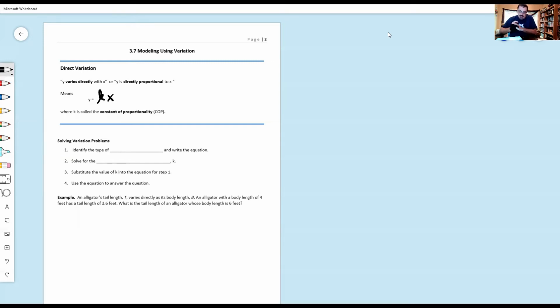Okay. Solving variation problems, doesn't matter what kind of variation you're doing, it's basically the same 4 steps every time. So first thing, identify the type of variation, or it could be variations. You can mix and match sometimes. Second, solve for the constant of proportionality, the COP. Third, substitute the value of k into the equation from step 1. And finally, use that to answer the question.